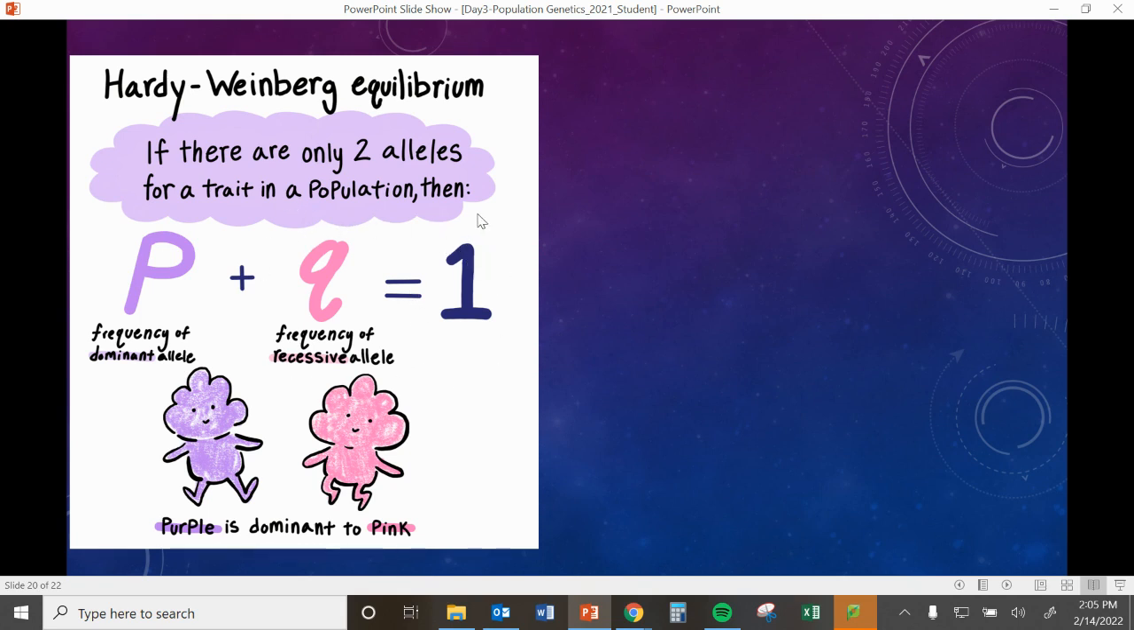We can think about this as 100%. If we add up all of the alleles that are dominant and all of the alleles that are recessive, that will be 100% of the alleles in the population. Okay, so this is a pretty straightforward equation right here.